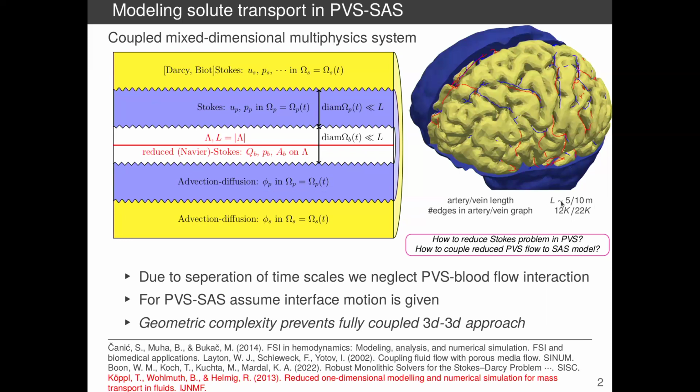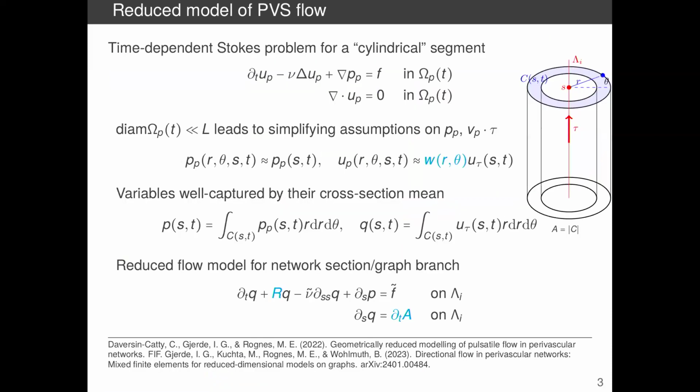The question that we addressed was how do you do the reduction in the PVS space for the Stokes flow, and then how do you couple then the resulting 1D model in terms of advection diffusion to the advection diffusion in the parenchyma or in the surrounding media. So the starting point for this model reduction is some time-dependent Stokes problem. Again, just as a reminder, we are interested in the flow in this region between the two cylinders, and the idea is that this space is much tighter than it is long.